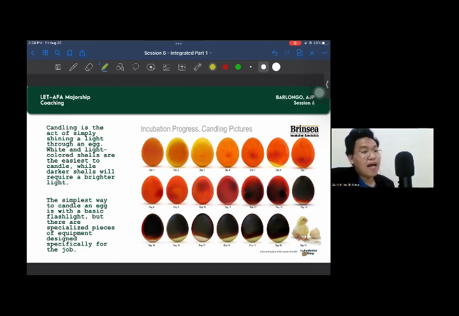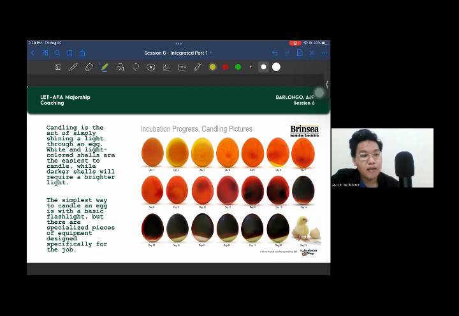So, candling is the act of simply shining a light through an egg. Ayan. So, white and light-colored shells are the easiest to candle, while darker shells will require a brighter light. So, ito ginagawa to para makita kung meron na bang development doon sa loob ng egg. So, if you can see there sa day 11, 12, 13, 14, 15, 16, 17, 18 hanggang 20, dark na siya, which means nag-grow or nagde-develop na yung chick.